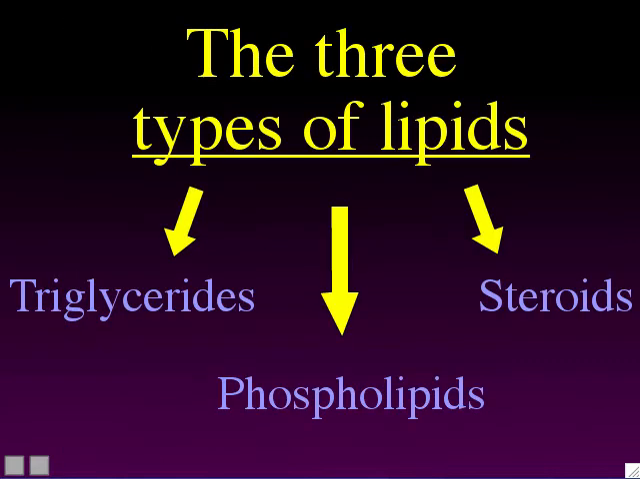There are 3 major types of lipids. Within the lipid macromolecule family, we call these the triglycerides, the phospholipids, and the steroids. What I'm going to do is go through these 3 types of lipids one at a time, and for each one, we'll talk about its molecular structure and what its functions are in the body. Okay, let's start discussing the triglyceride lipids.